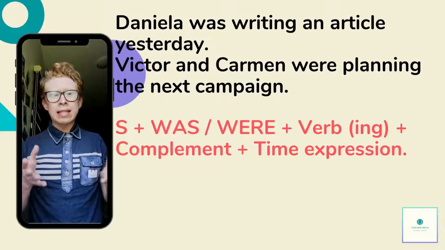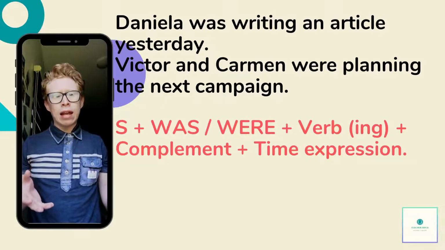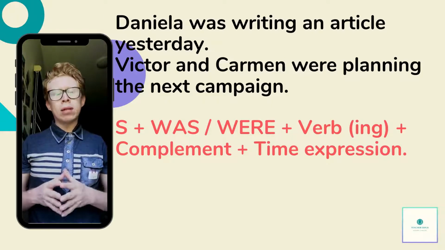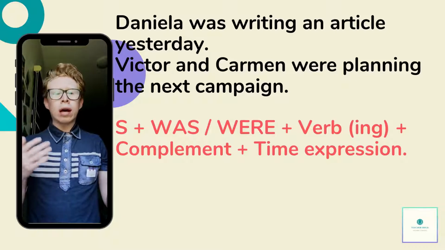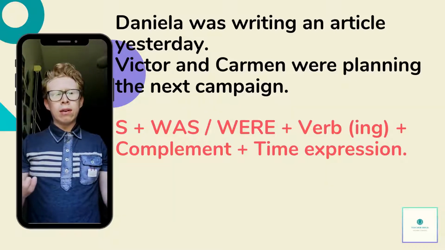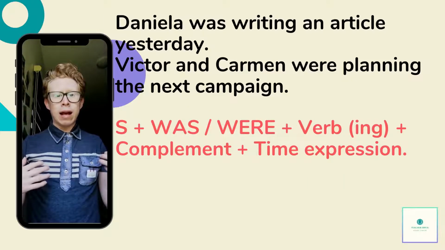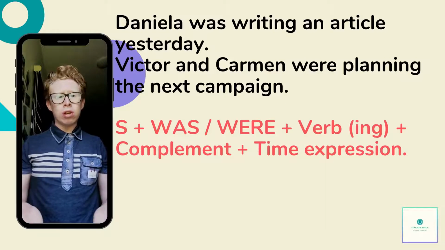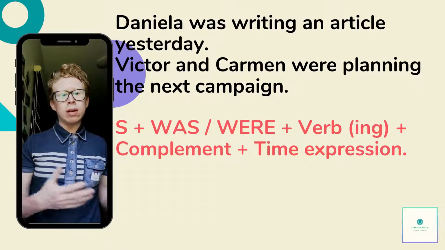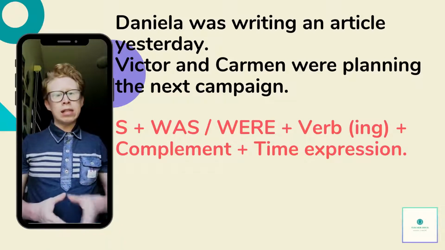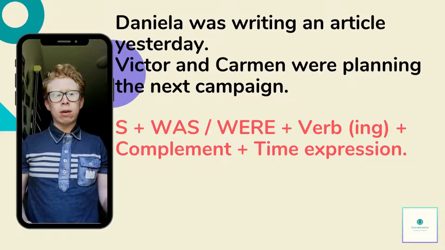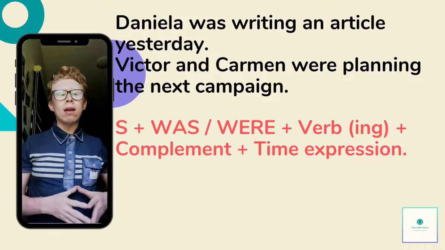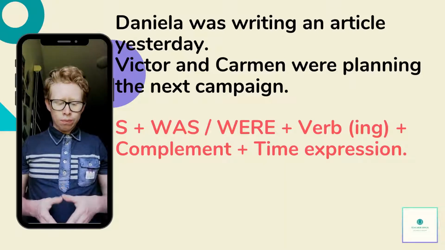First of all, we need a subject. We have Daniela, the first one, and Victor and Carmen. Then we need was and were. This is the verb to be in the simple past, depending on the subject. In the first one we have was because Daniela is a singular subject. Then we have were for Victor and Carmen because we have a plural subject.